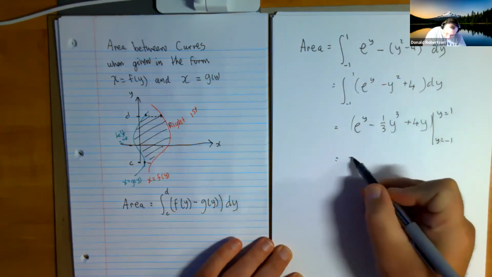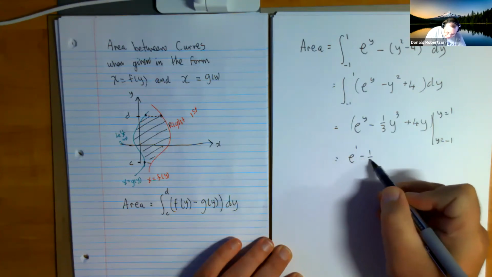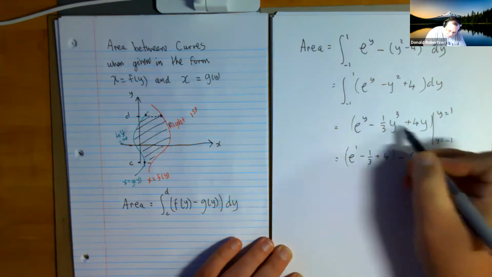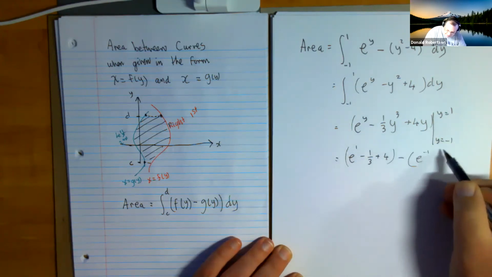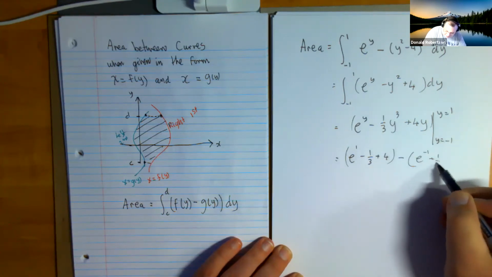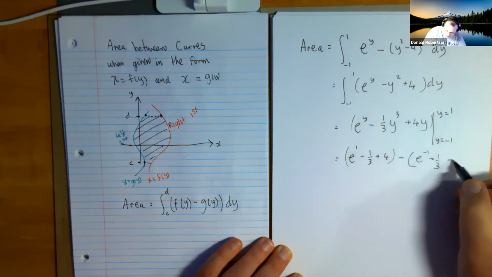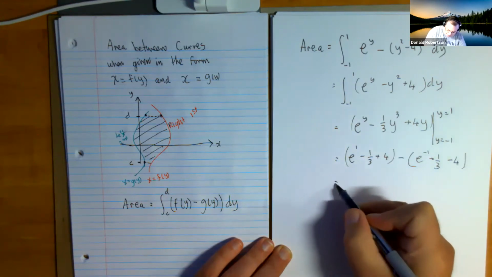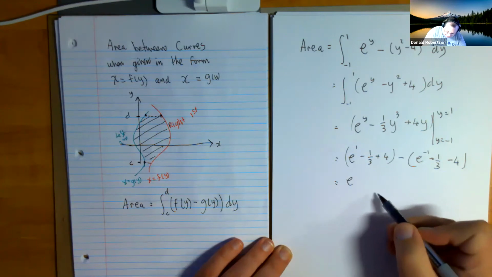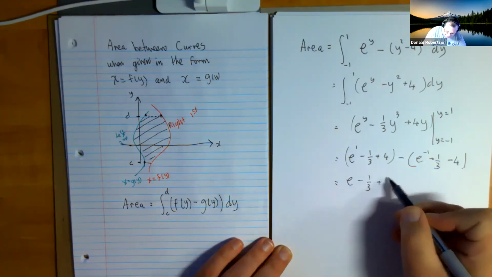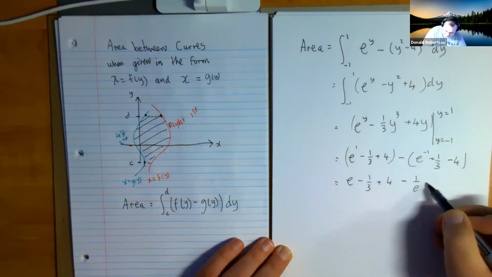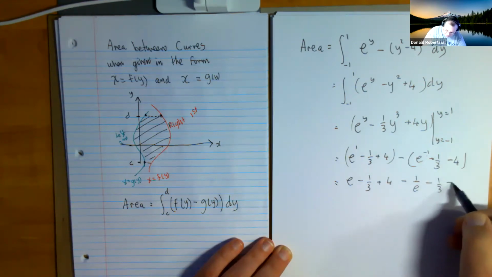If you plug in 1, you'll get e to the 1, take away a third, plus 4. If you plug in -1, you get e to the -1, that's -1 cubed, so it's -1, so you get a plus a third, and that is -4. Oh, excuse me, so what do I get? I get e, because that's what that is, take away a third, add a 4, take a 1 over e, because that's what that is, subtract a third, add a 4.